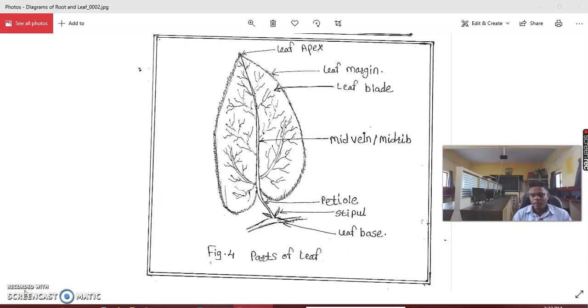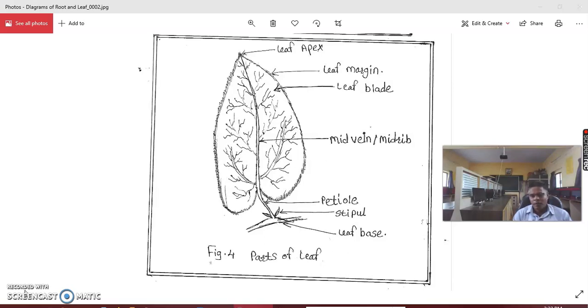There is the leaf apex. Number two is the leaf margin. Next is the leaf blade or leaf lamina. Then the midvein or midrib. Then the veinlets. Then the petiole. Then the stipule. And the last one is the leaf base. These are the parts of leaf. So a typical leaf consists of all the above-mentioned leaf parts.